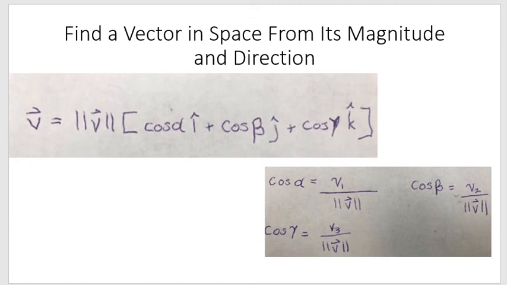So vector v equals its magnitude times cosine alpha i plus cosine beta j plus cosine gamma k, with cosine alpha being component v1 over the magnitude of the vector, cosine beta being component v2 over the magnitude of the vector, and cosine gamma being component v3 over the magnitude of the vector.